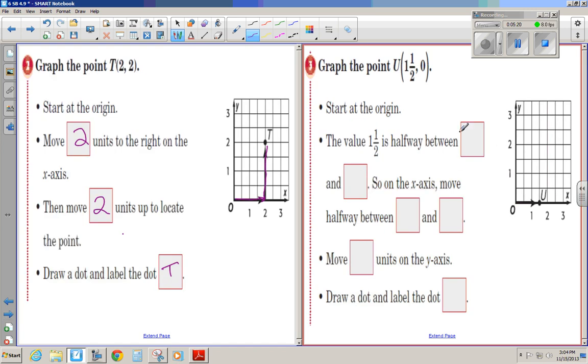So let's take a look at this. Start at the origin. To get to U, you go 1 and 1/2, and there's a 0 in the y coordinate. So if the y coordinate is 0, there is no up. 1.5 is halfway between 1 and 2. So on the x-axis, move halfway between 1 and 2. Move 0 units on the y-axis and draw a dot and label it U.